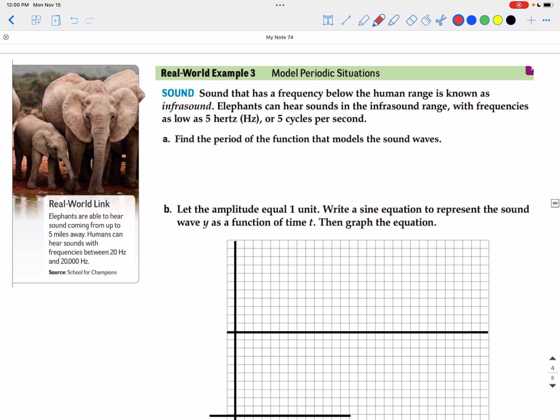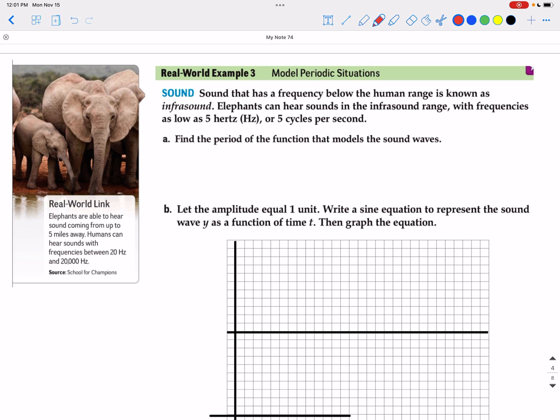Sine and cosine functions can be used for anything that is repetitive waves, such as sound waves. Sound that has a frequency below the human range is known as infrasound. Elephants can hear sounds in the infrasound range with frequencies as low as 5 hertz, or 5 cycles per second. Find the period of the function that models the sound waves.